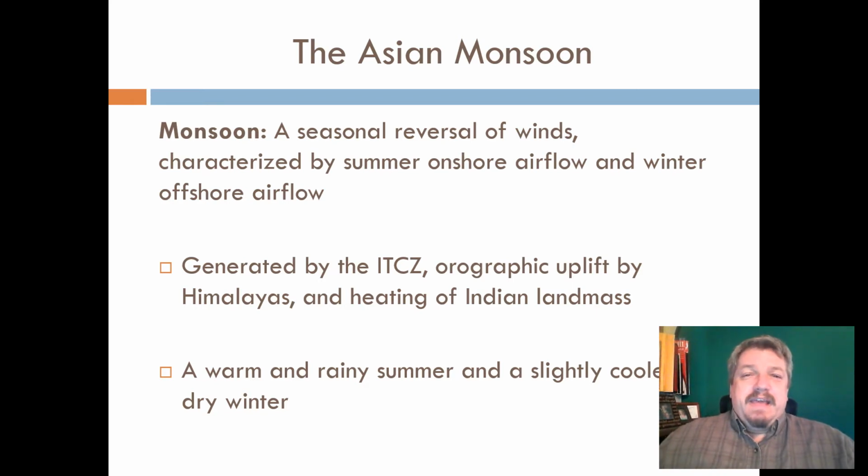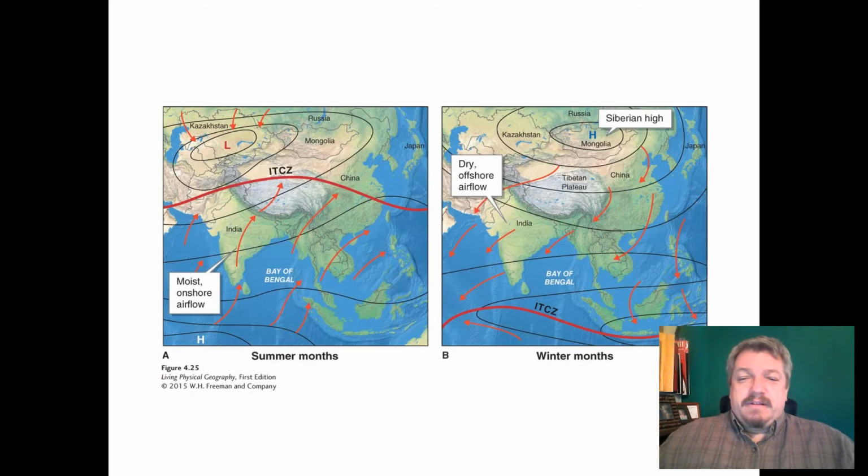And what happens in an Asian monsoon situation is that your summer is warm but wet. The winter is only slightly cooler but much drier. So here's what happens. In the summer, we know the ITCZ moves north. And so here's that band of thunderstorms. And here you have, right, high pressure over the water and low pressure over the land. Remember, the land heats up, so this is very low pressure.